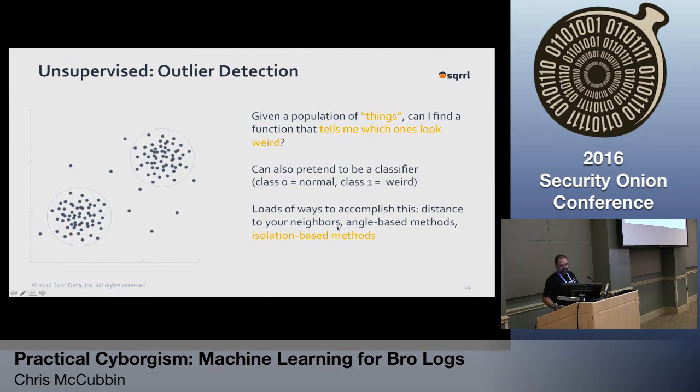So what's the issue with these things if they work fairly well? You have to compare either distances or angles between pairs of things. And we don't like comparing pairs of things in big data, right? Because if you have a million things, there's a trillion pairs. That's bad. So there's this relatively new thing I was talking about, isolation-based methods.